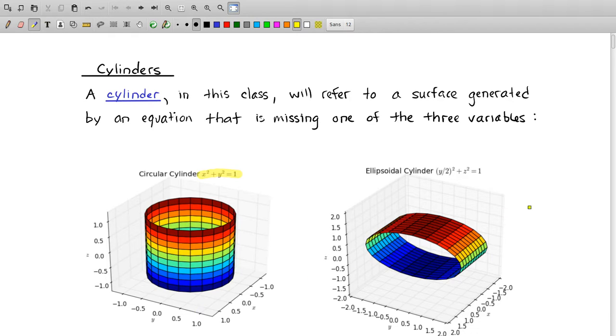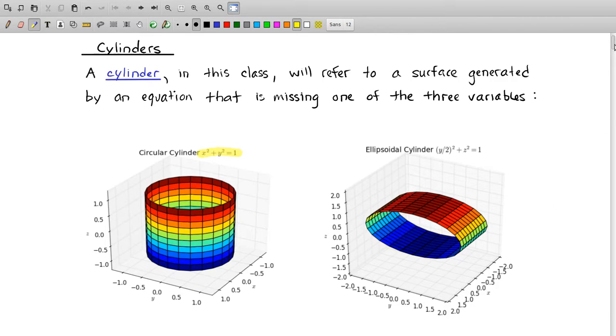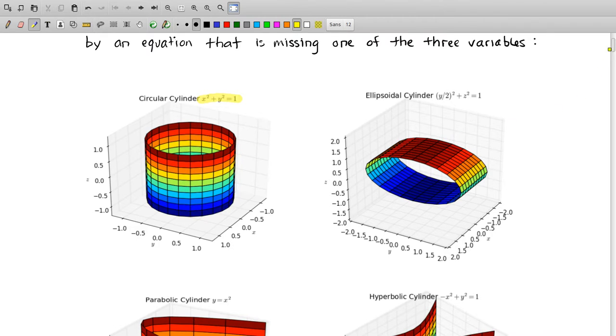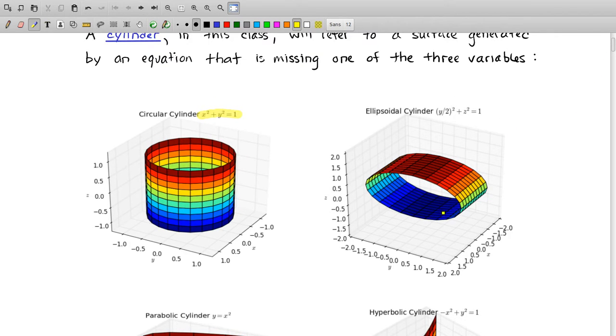Moving on, another variant of this would be this image right here, which we could call an ellipsoidal cylinder. It's like a round cylinder, but it's not a circle, it's an ellipse. Here we have (y over 2) squared plus z squared equals 1. Here it's x that's not specified, and so the cylinder extends infinitely far in the x direction from minus infinity to plus infinity.